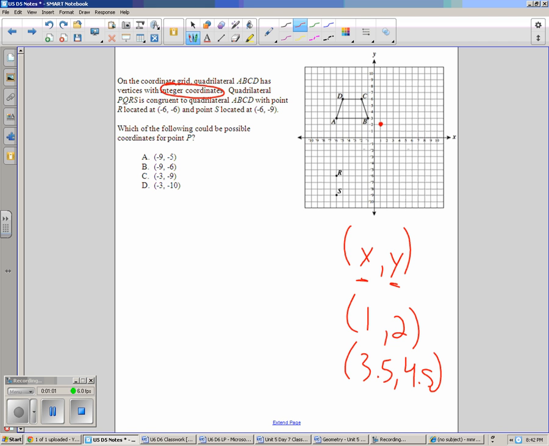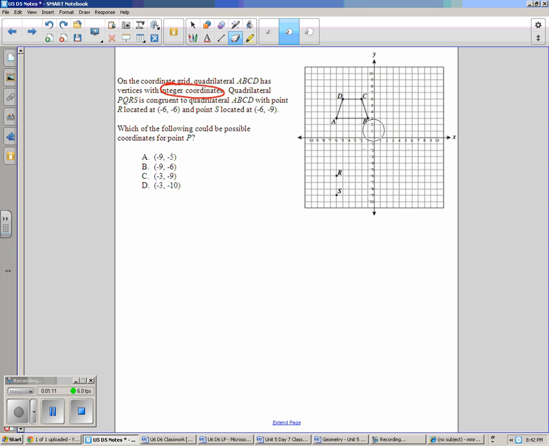3.5, 4.5 would end me up right there, which doesn't look pretty. So integer coordinates means that x and y are both going to be integers, or whole numbers. All right, let's continue with the question.